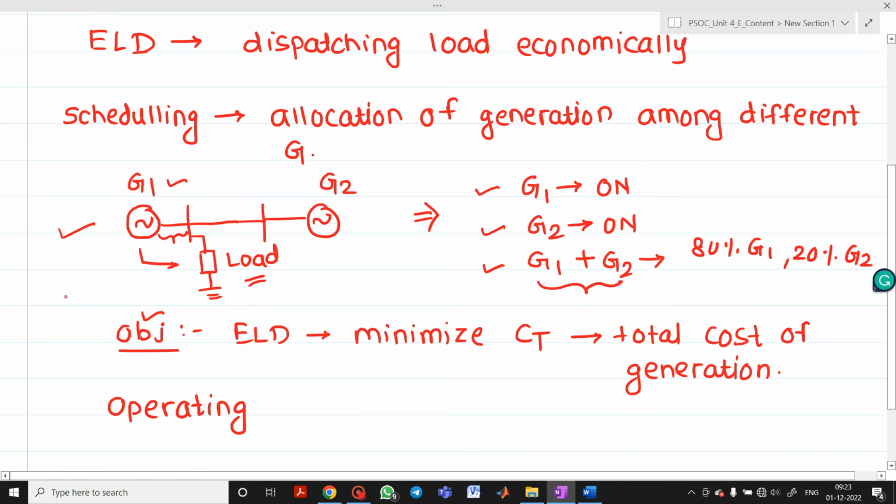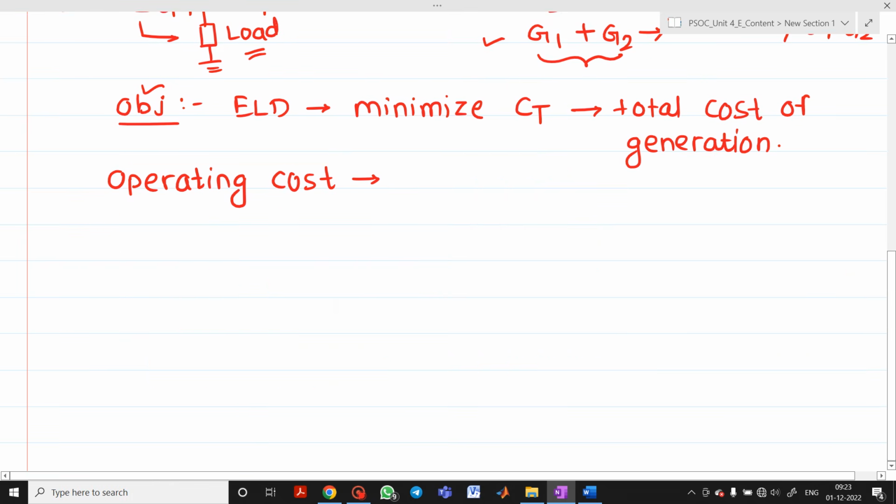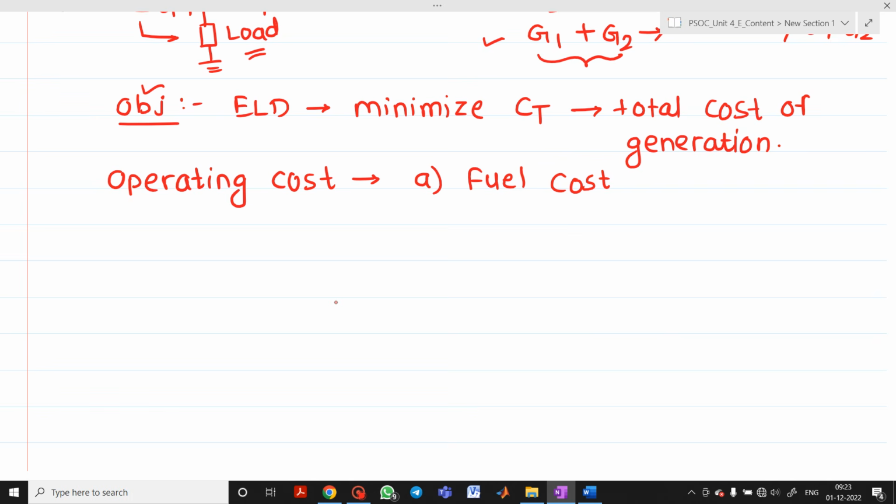The important thing is, when we are talking about the operating cost of a generator, what are the things that we need to take into consideration while calculating it? The operating cost depends, first and very importantly, on the fuel cost. The second important point on which the operating cost depends is the maintenance cost. And the third one is related to labor cost.